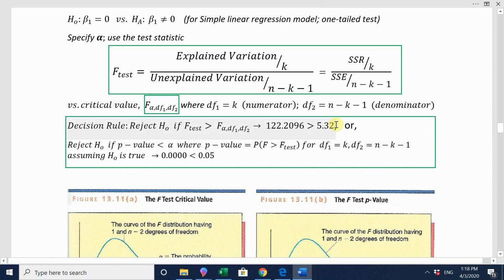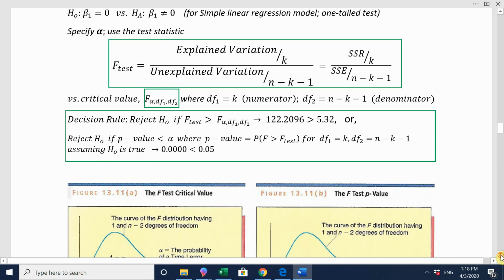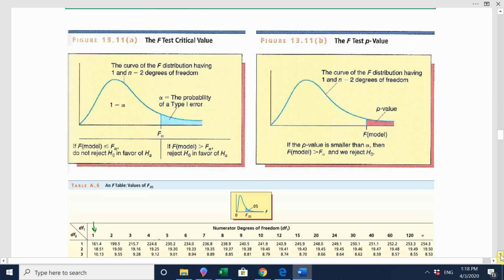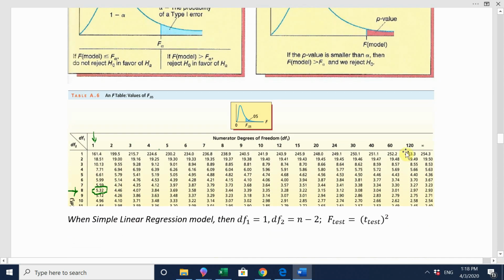So yes, here when I go in my F table, my critical value happens to be for an alpha of 0.05, a df1 equal to 1, and a df2 equal to 8. So let's go look at that critical value. I'm just going to scroll down. Here I've just taken an excerpt of an F distribution for alpha equal to 0.05. And this is what I'm getting right here.